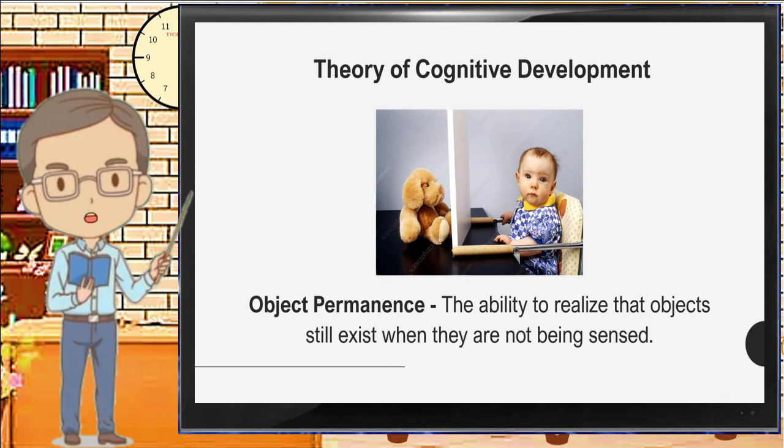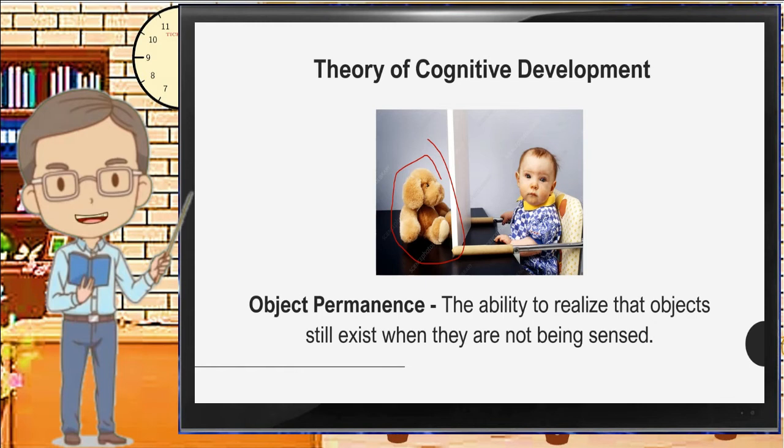But as you grow older, you realize that even though this bear or I don't know if this is a bear or a dog based on its appearance, but even though this stuffed toy is hidden from the child, he knows that it still exists. Okay, and he will validate the existence of this toy by reaching behind the wall that is in between them. Okay, so that's the importance of object permanence.